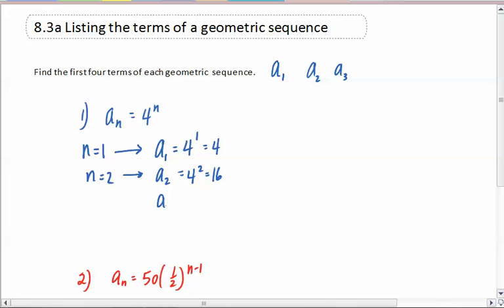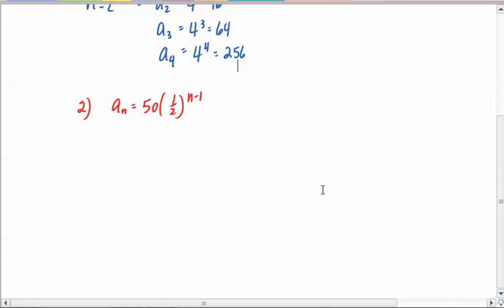I'm just going to continue. A sub 3 is 4 to the third, which is 64, and a sub 4. So it's just a matter of plugging in, and that's 256. Okay, let's take a look at the next one. It's a little more complicated, but it's still the same concept. We just have to plug the numbers in.